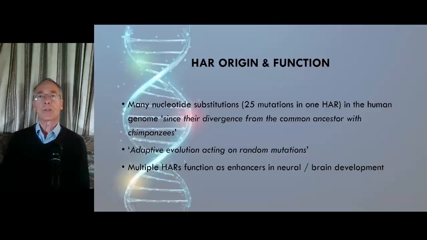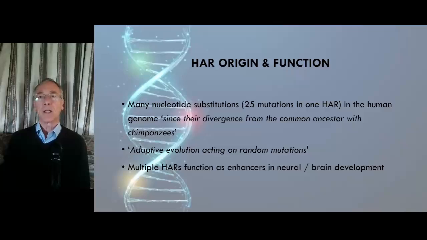But according to evolutionists, this happened even though it is highly improbable. They have to believe that even though one beneficial mutation is unlikely, as many as 25 mutations in any one HAR have occurred, and all of these must confer selective advantage, or at least be neutral, to become fixed in the ancestral human population.